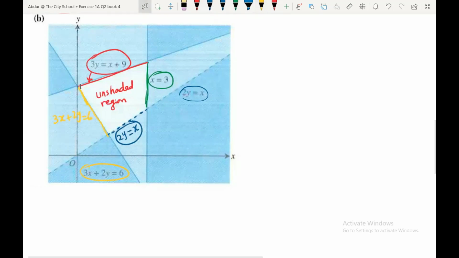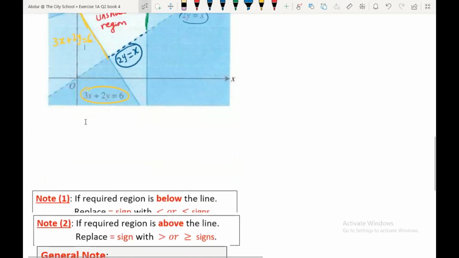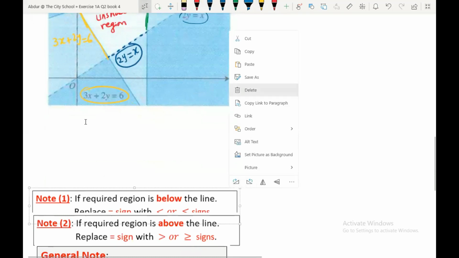So what will you do? You have to replace the equal to sign with an inequality sign, less than, greater than, less than or equal to, or greater than or equal to, with the help of these notes. So I'm going to copy these notes here.